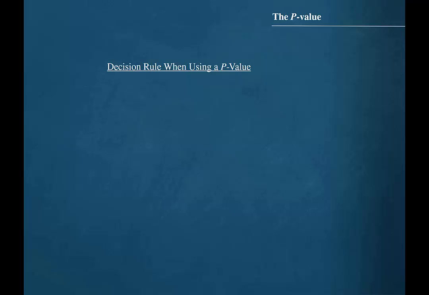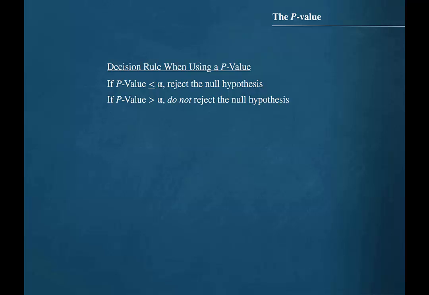The decision rule when using a p-value is, if the p-value is less than or equal to alpha, reject the null hypothesis. If the p-value is greater than alpha, do not reject the null hypothesis.